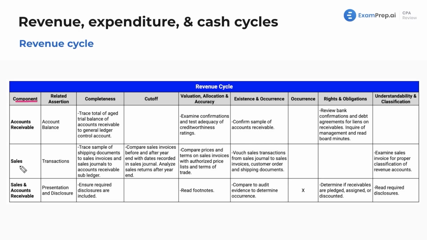We've got mainly two components. We sell things, and then we are owed money by customers, and then we collect that money, hopefully, obviously. Let's start with sales, just because generally when we sell something, that's going to be more associated with the income statement. Then we've got our balance sheet. We sell something, and then it's owed to us. Starting with sales, that related assertion is going to deal with transactions.